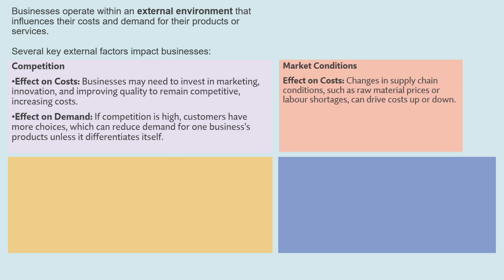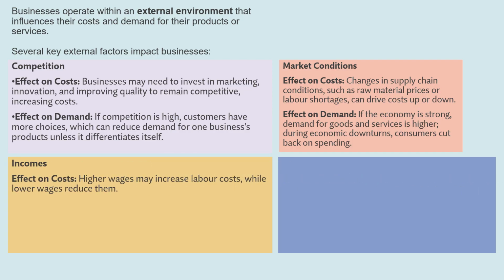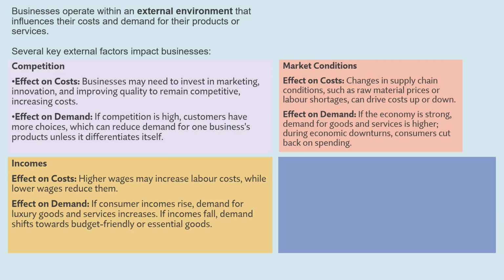Also, market conditions, just mentioned that. So changes in supply chain conditions, such as raw material prices and labour shortages, can drive costs up and down. If you didn't know that was happening, you'd be wondering what was happening to your business. So the effect on demand, also people's incomes. Higher wages may increase labour costs, whilst lower wages might reduce them. And also the effect on demand: if consumer incomes rise, demand for luxury goods and services increases, and if incomes fall, demand shifts towards more budget or essential goods. There you go.